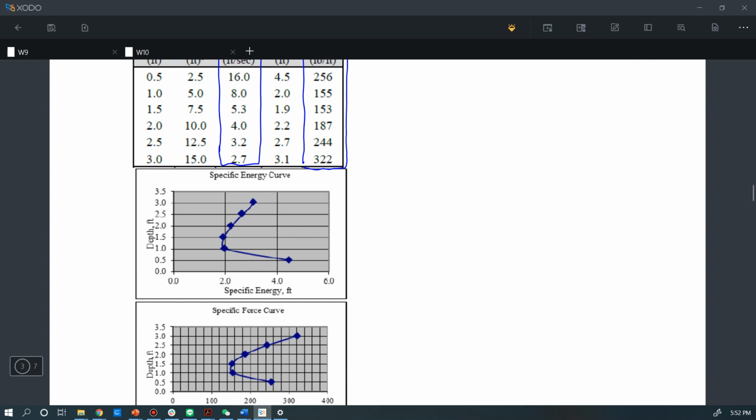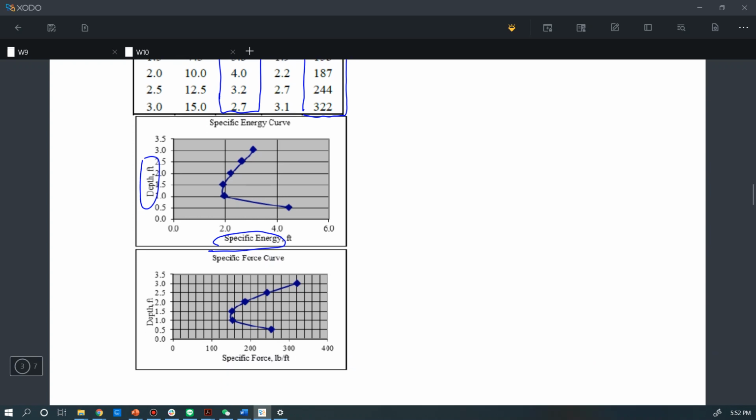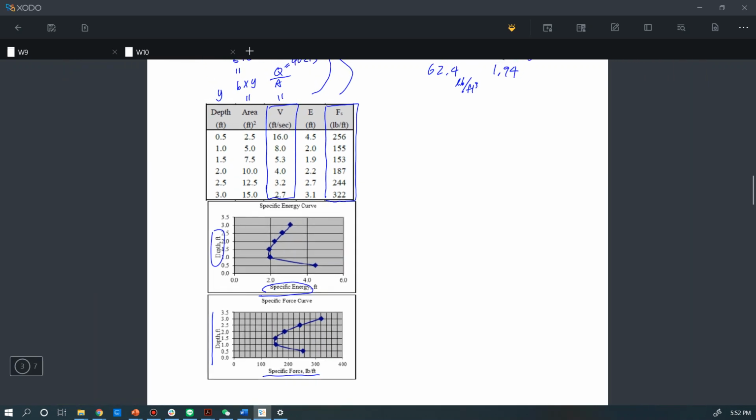So we have the x-axis with the specific energy here, and we have the y-axis equal to the depth, water depth. And similarly, we can plot the specific force curve with the x-axis equal to the specific force, and the y-axis is the water depth.